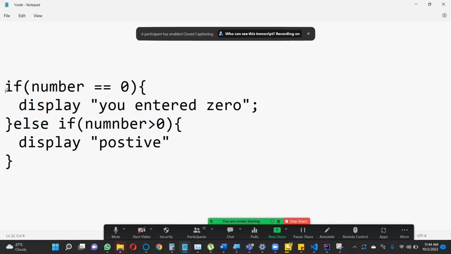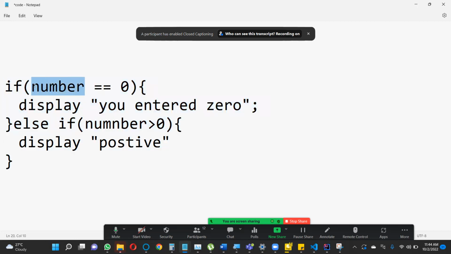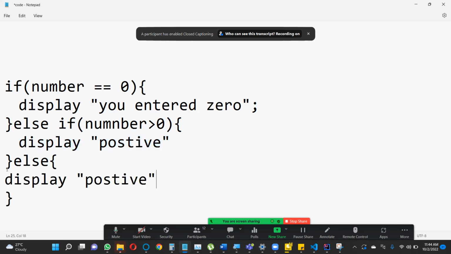So the else if allows these statements to be joined together so that using the same number, I can check here for the condition and here for the condition for the same number. And of course, if you are not 0 and you are not a positive number, then you will be a what? A negative number. So here we would have what? Negative.